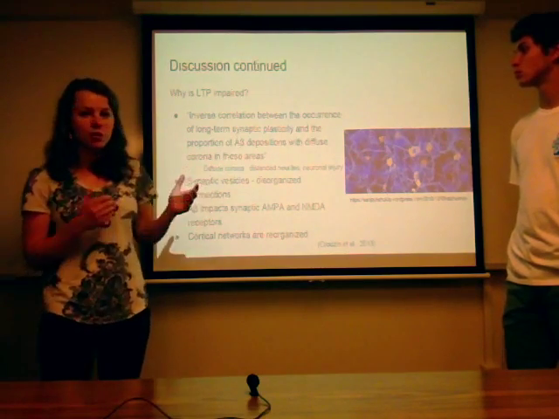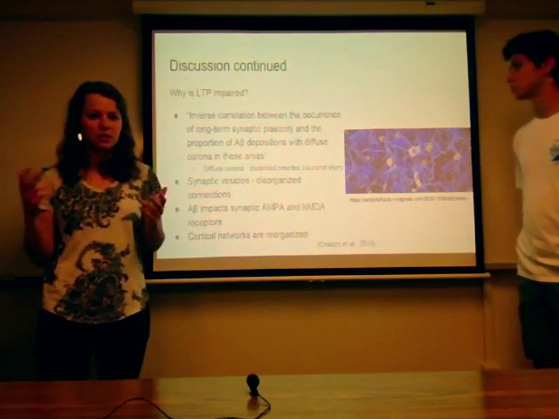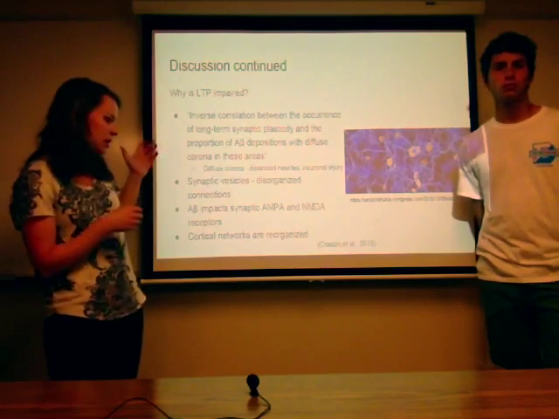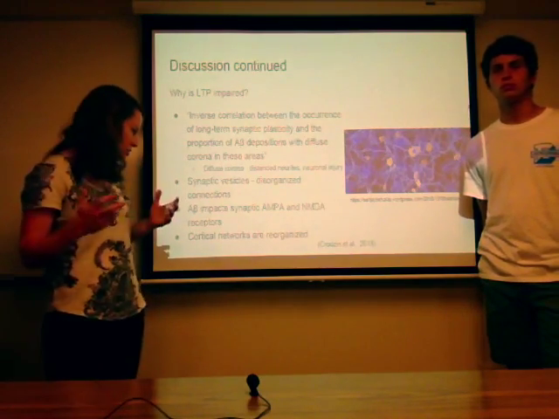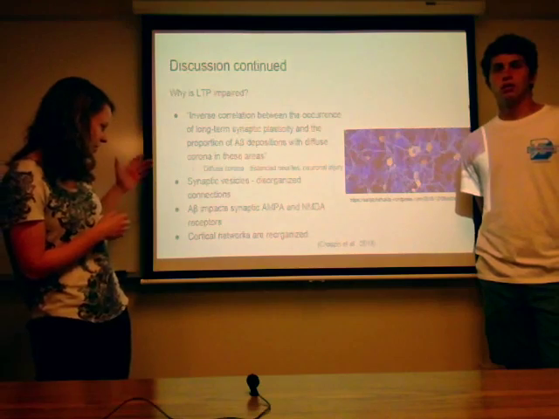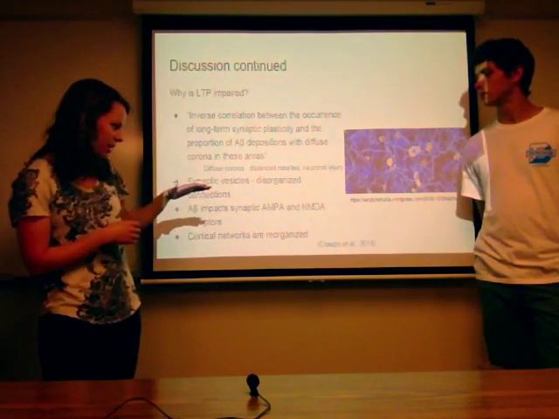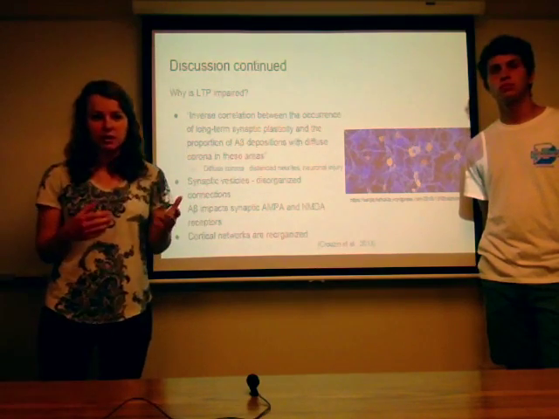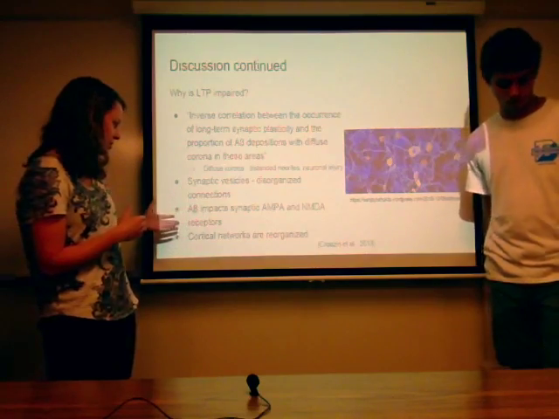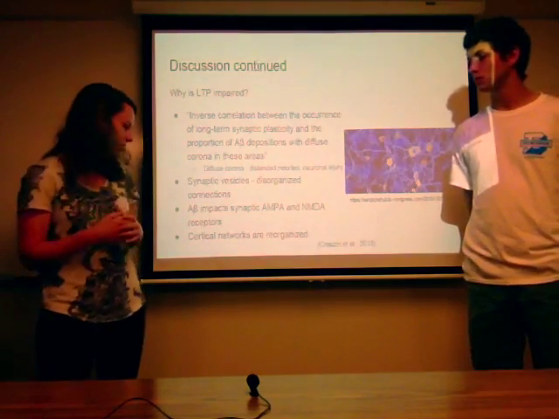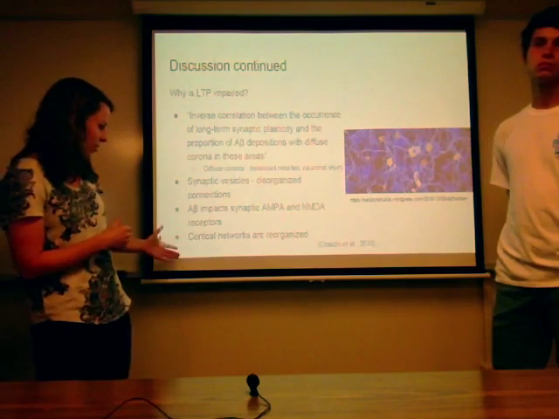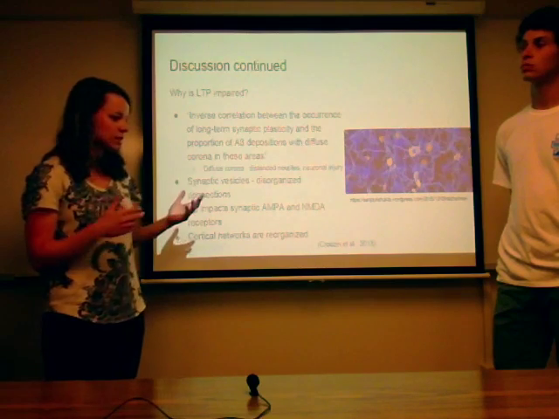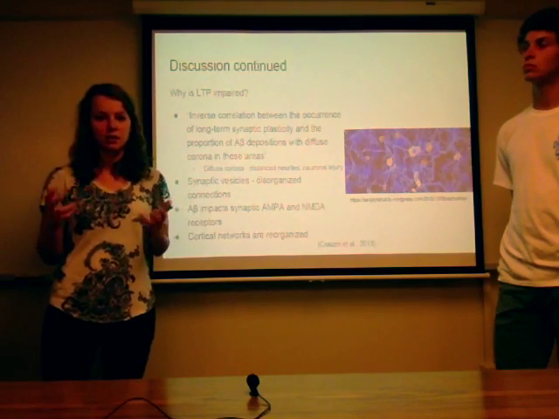They talk about how in the diffuse corona you have these distended neurites, indicators of neuronal injury, which might be affecting the synapses. You have synaptic vesicles, which might be causing a disorganization of different connections. They also talk about how A-beta depositions impact AMPA and NMDA receptors. For the AMPA receptors, A-beta depositions encourage their endocytosis. With the NMDA receptors, A-beta has a direct agonistic effect. And finally, they talk about how cortical networks might be reorganized because of these depositions, mostly in that inhibitory interneurons are affected the most.